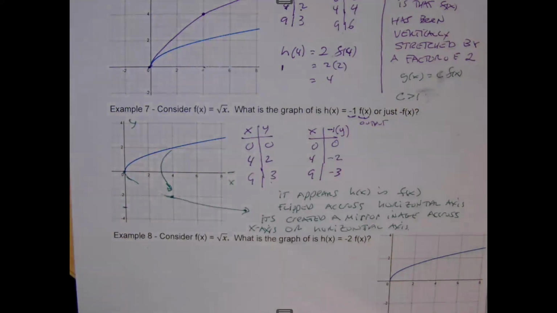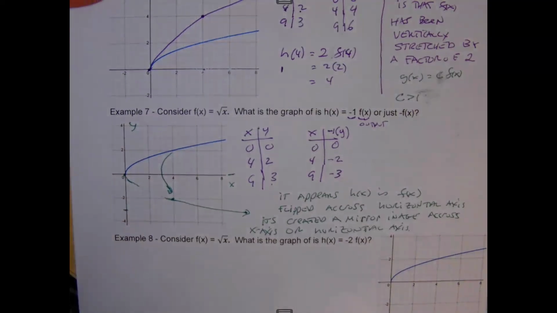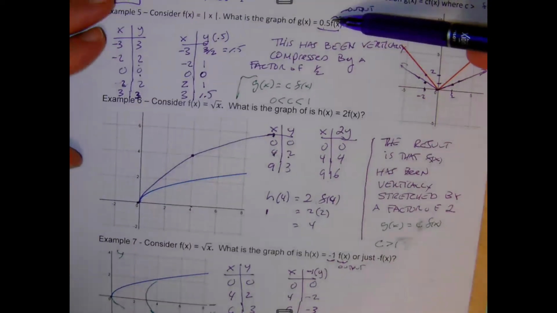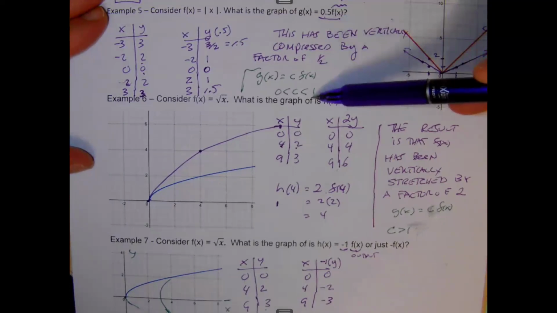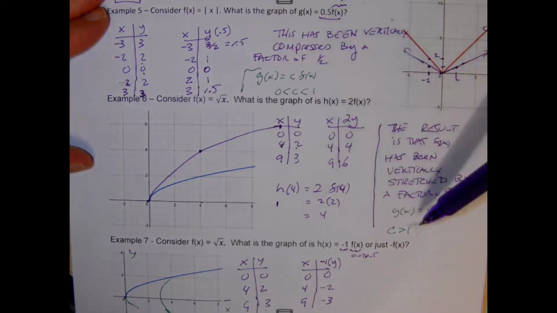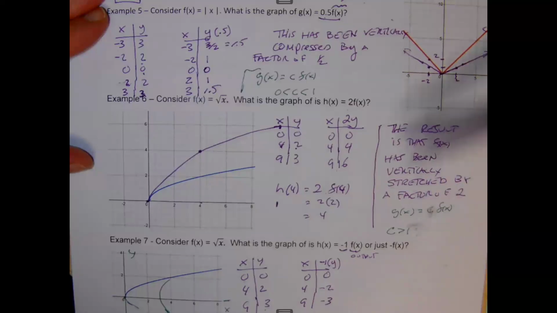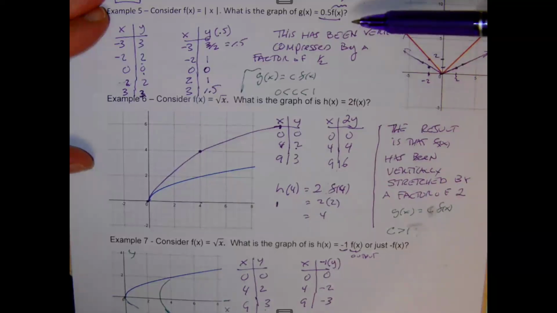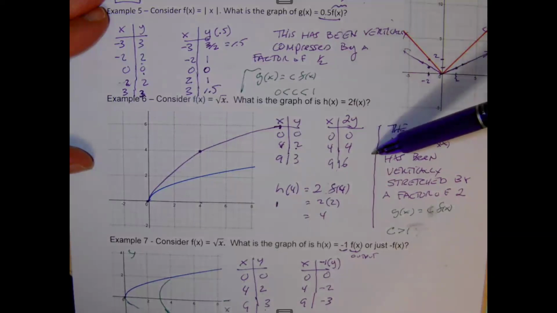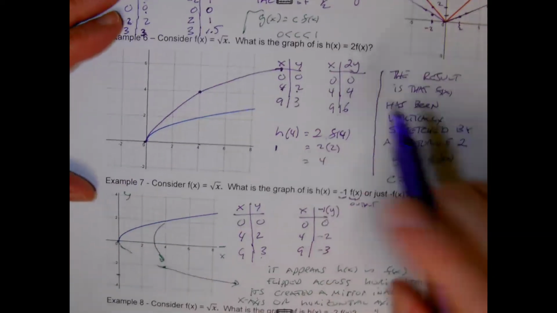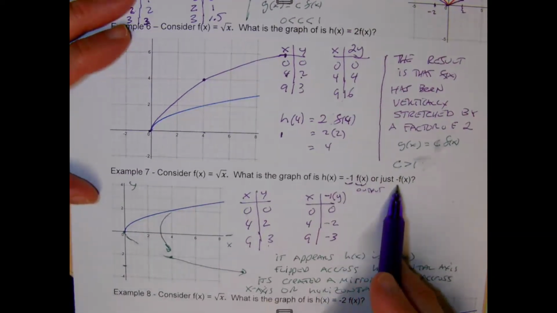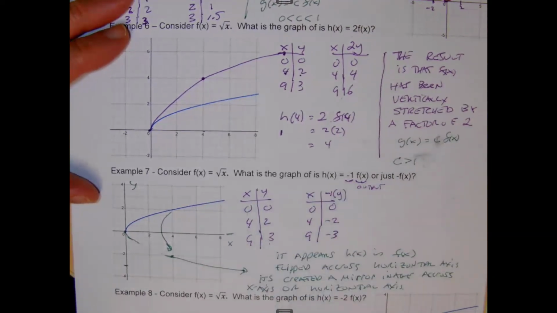Okay, so now we have these three examples. It looks like if I multiply by a number between 0 and 1, it compresses. If c is greater than 1, it stretches vertically. So compresses vertically, stretches vertically. And if I multiply by a -1 or just take the opposite, it flips it across the x-axis.